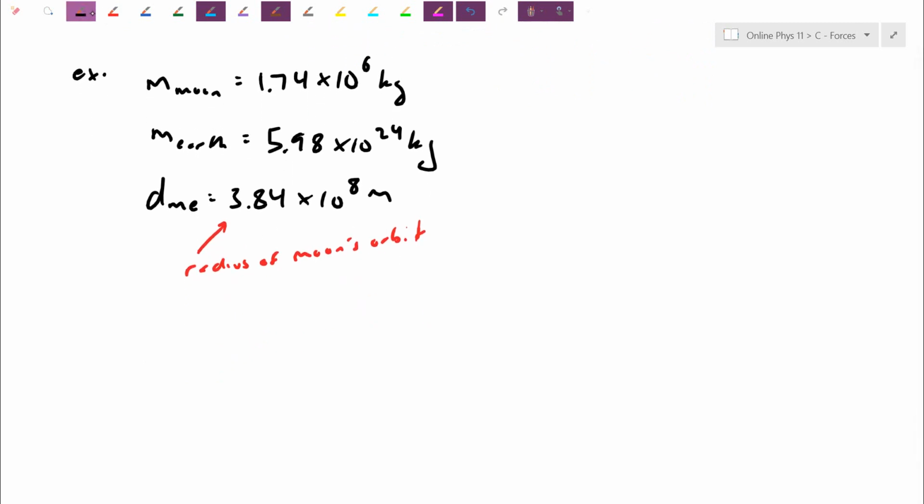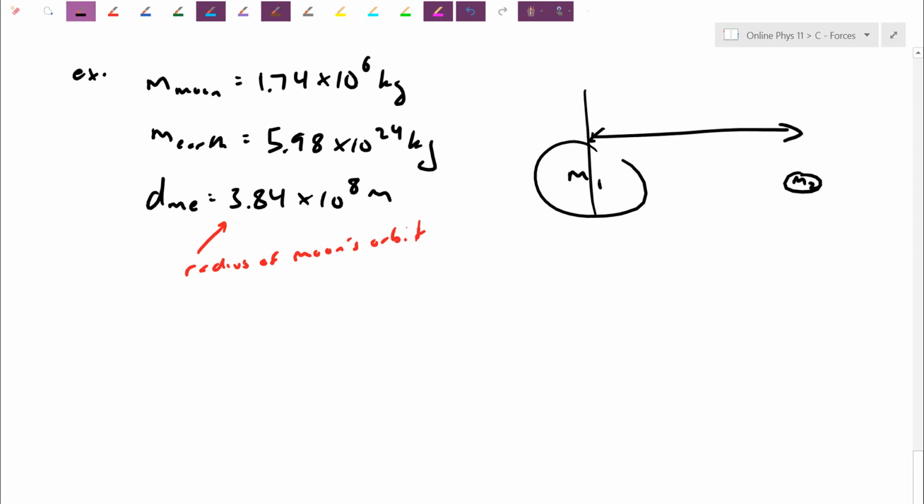I have two masses. One of them is the Earth, that's m1. One of them is the moon, that's m2. They're separated by a distance of that 3.84 number. That one there, as I mentioned, is the radius of the orbit revolving around.